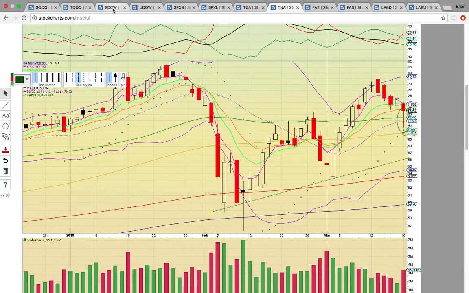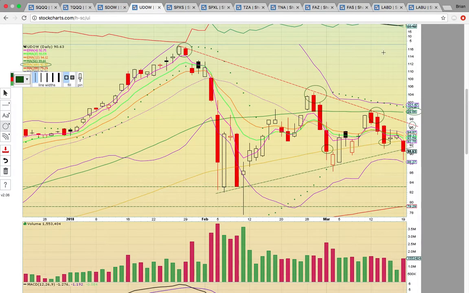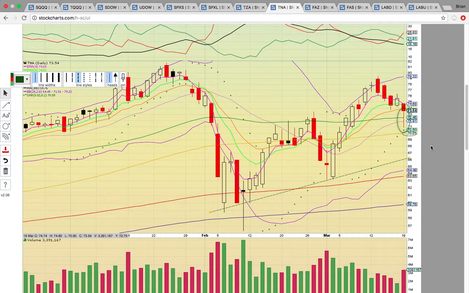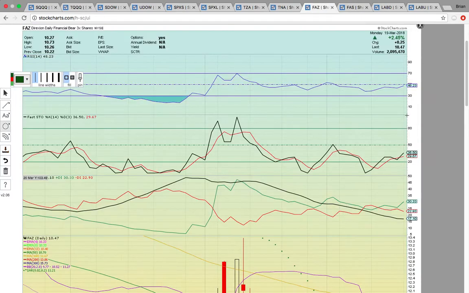Yeah, because you can see here with the UDOW how it's below the green line, and then look at TNA. I mean, it's way far away. The green line's way down here at 68. So it's been much stronger. Yeah, so let's look at FAZ. Just a couple more to finish up with.